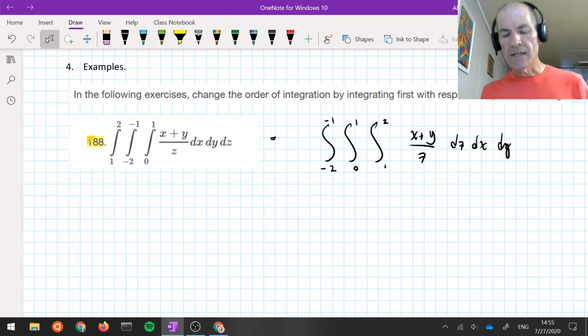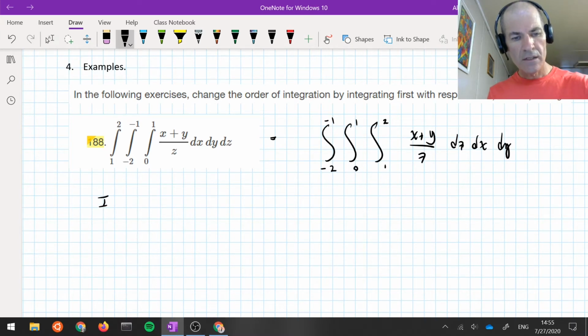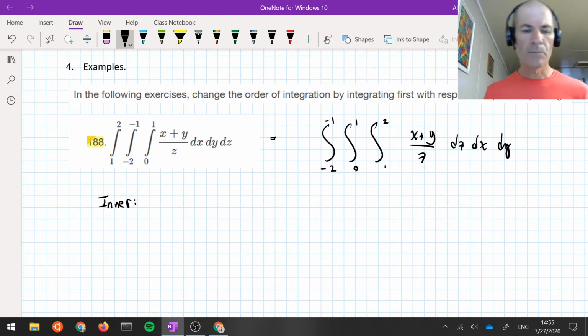You're not asked to actually calculate this integral, but let's do so anyway. When you're doing triple integrals either on a computer or by hand, I want you to follow my example here.